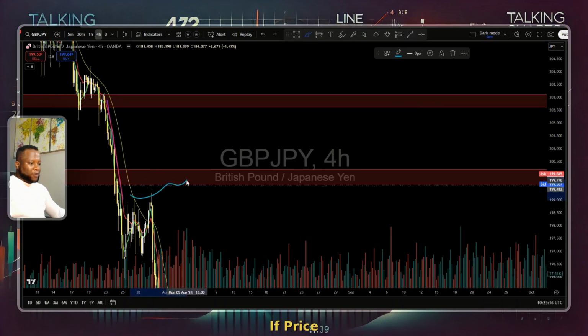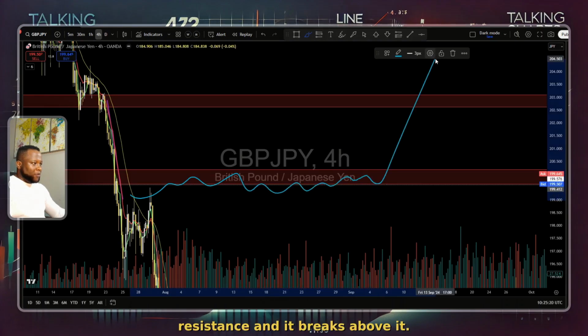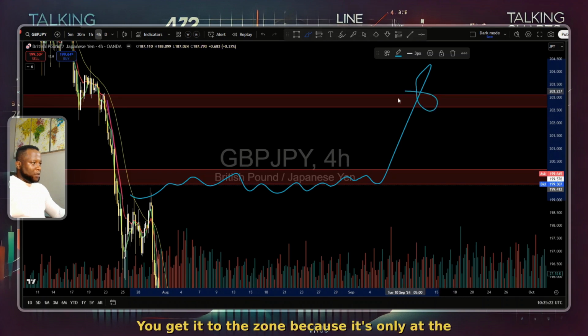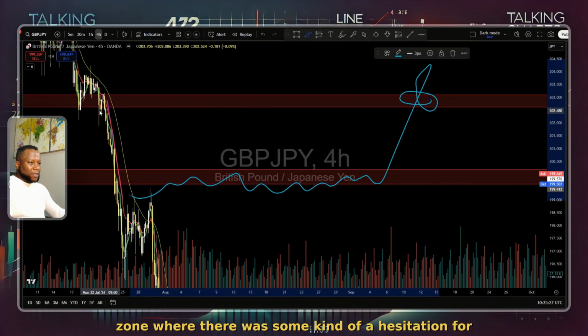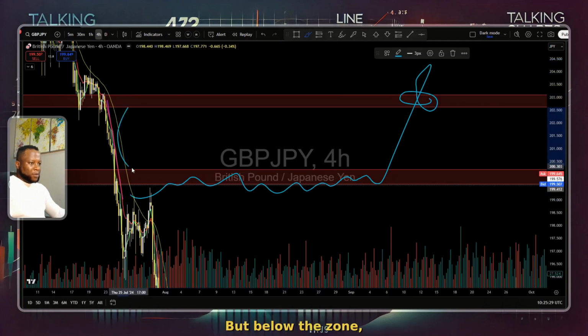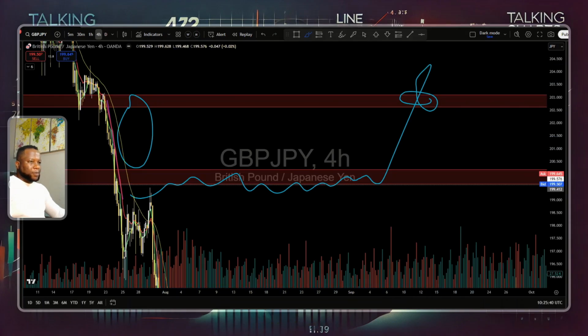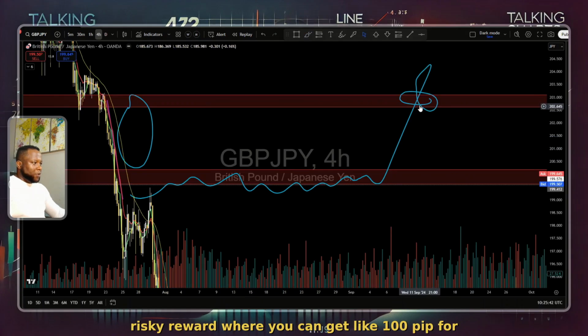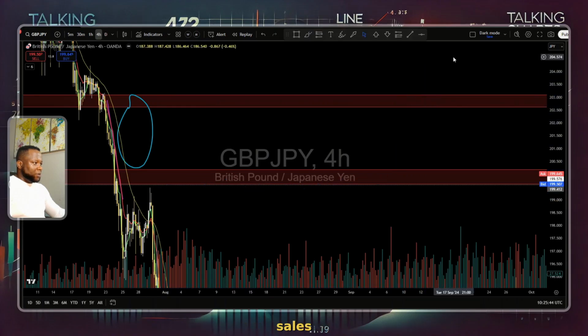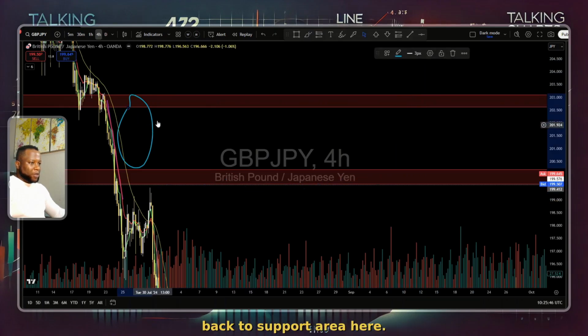So if price takes this as a resistance and it breaks above it, that's what you get, right? You get it to the zone, because it's only at the zone where there was some kind of hesitation for price, but below the zone, there's nothing. See, price did absolutely nothing here, which means a break above this to this area is where you can look for sells, where you can have a good risk to reward, where you can get like the 100 pips for sells back to the support area here, right?